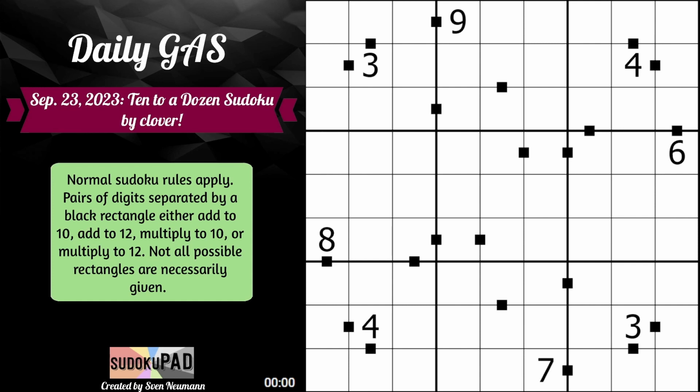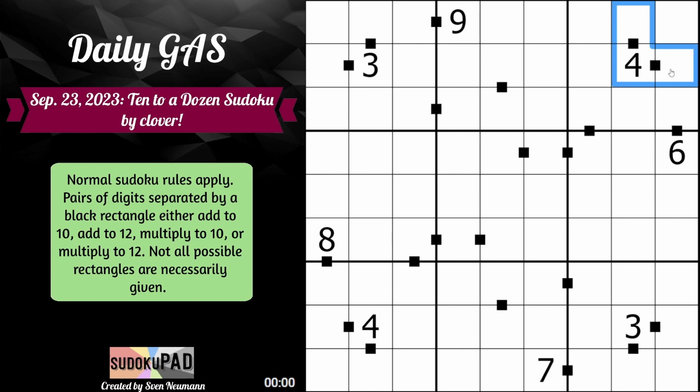All right. So, what does this mean? Let's just take this for example. We'll use 6 as the example here. A pair of digits separated by a black rectangle either add to 10, so you need a 4 there to add to 10. You need a 6 there to add to 12. You'd need a 1 and 2/3 there to multiply to 10. Or you'd need a 2 there to multiply to 12.